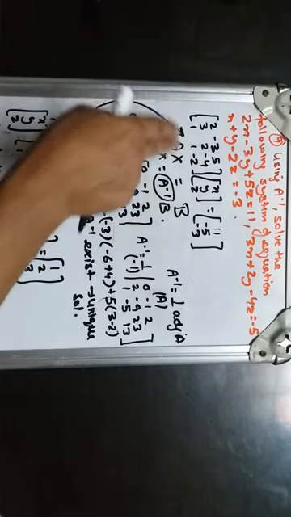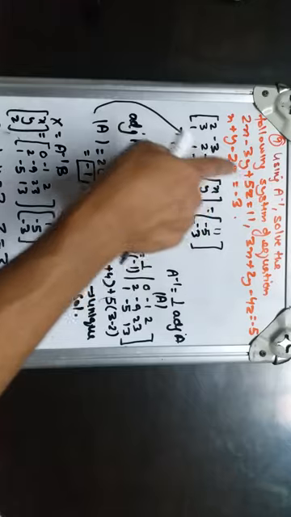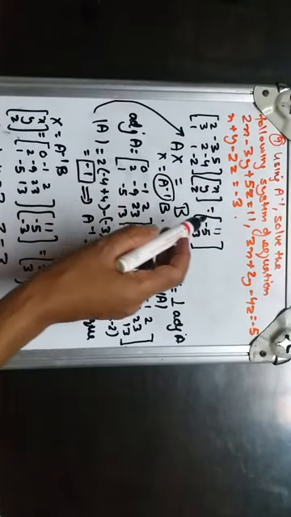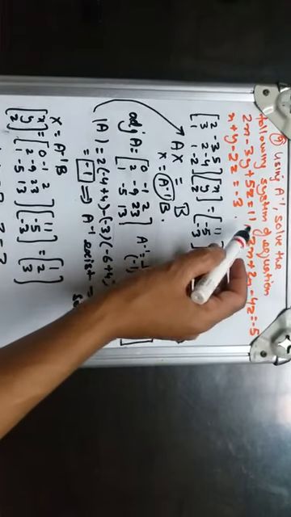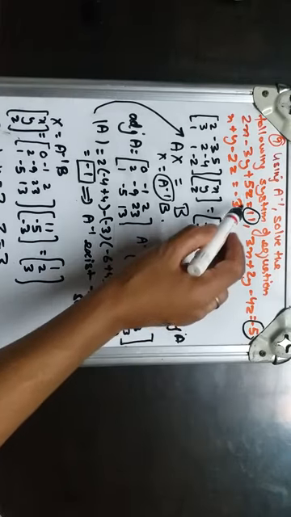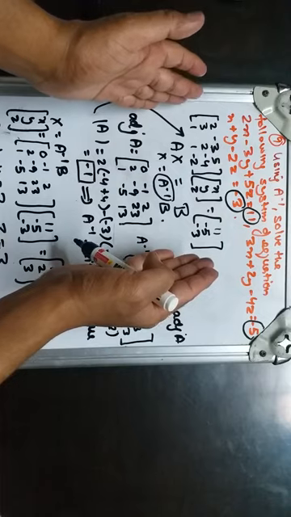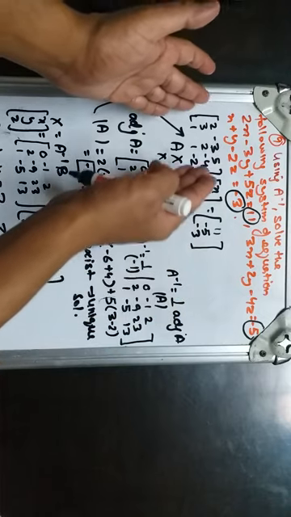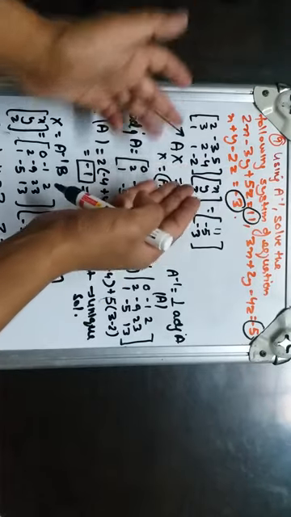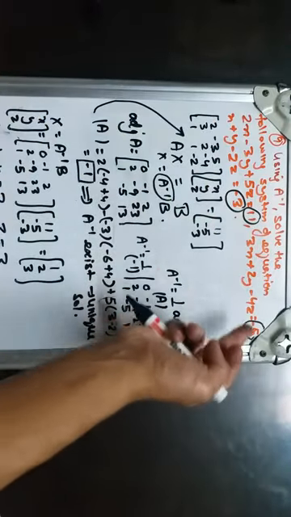So first, A will be written according to the coefficients of x, y, and z here. In the second column, write x, y, z, and on the right side write whatever values are on the right side: 11, minus 5, and 3. This is the way we have to present it. AX equals B. A is what? The coefficients of x, y, z. What is X? X is x, y, z, and B is what? Whatever is on the right side.